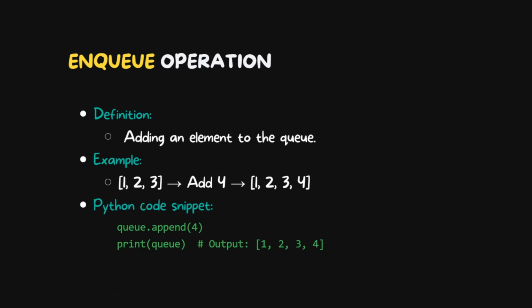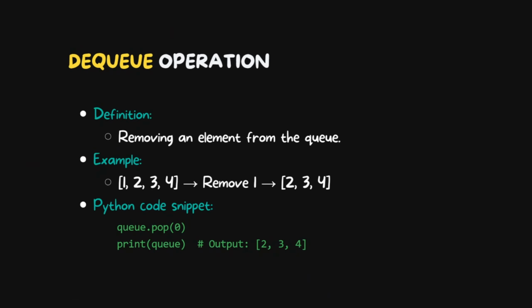Let's start with the Enqueue operation. It simply adds an element to the rear of the queue. Imagine you are adding another person to the end of the ticket line. For example, if we have a queue 1, 2, 3 and we add 4, the queue becomes 1, 2, 3 and 4. In Python, you can perform this operation using the append method on a list.